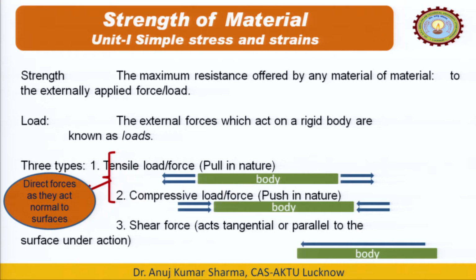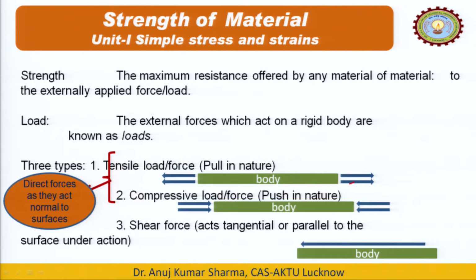Because we can see from the diagram, here we have a body that is shown in the green color. Here we can see that these forces are being applied. These are tensile in nature. Why tensile in nature? Because they are trying to pull the object, they are trying to elongate the object, they are trying to increase the length of the object. This is the second case where the compressive forces are being applied, where their main intention is to reduce the size of the object.